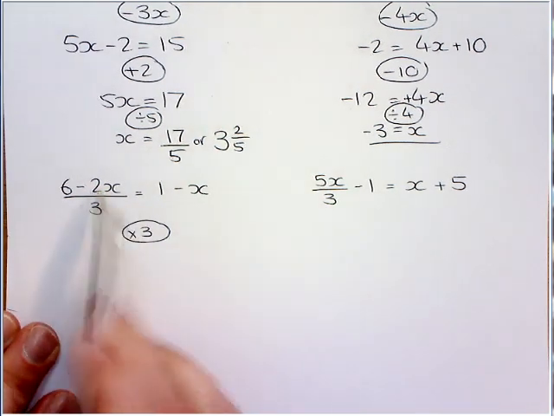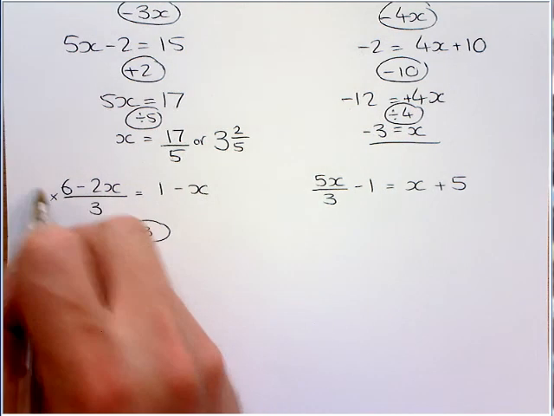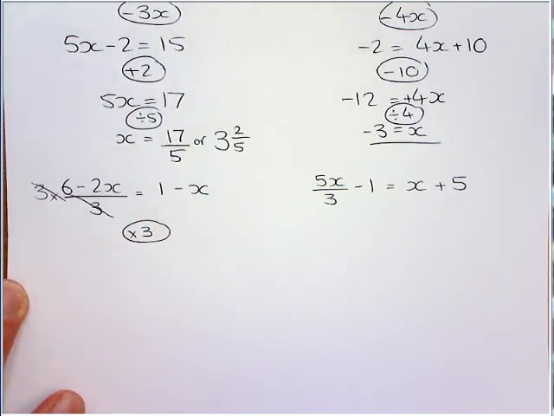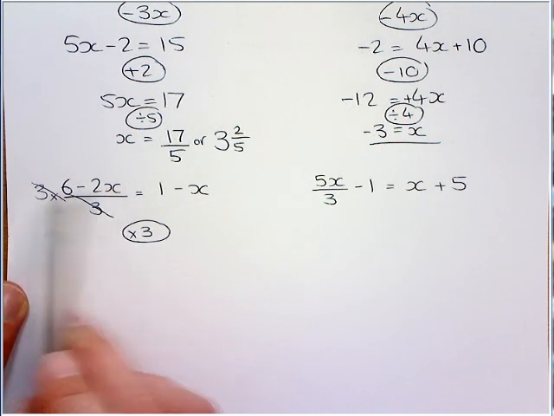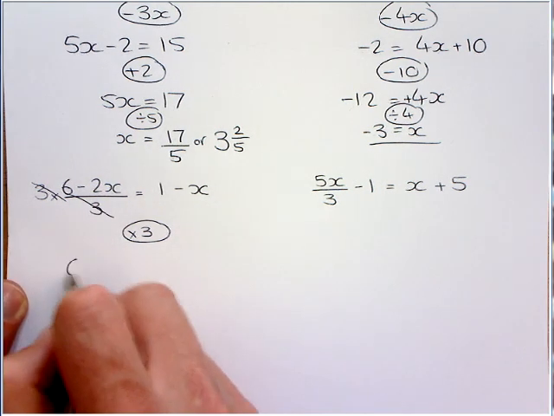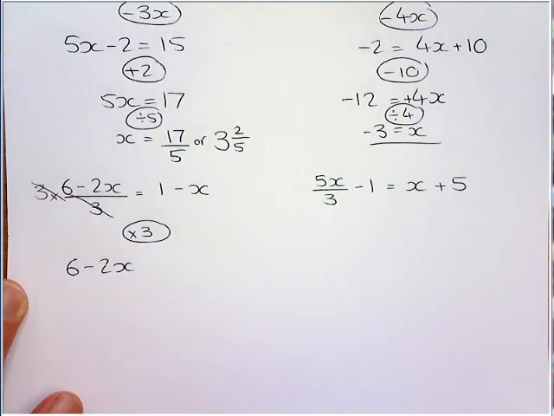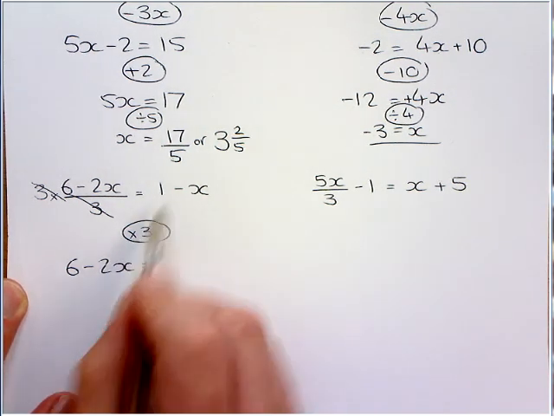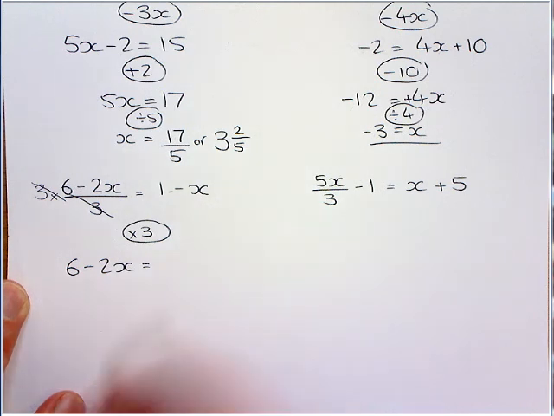So if I times this by 3, what actually happens is they would cancel each other out. If you think of any number, you times it by 3 and then divide it by 3, you'll get back to where you started. So that side would just remove the division, and I've got to times this one by 3. So that's everything by 3. So that's 3 of those and 3 x's.